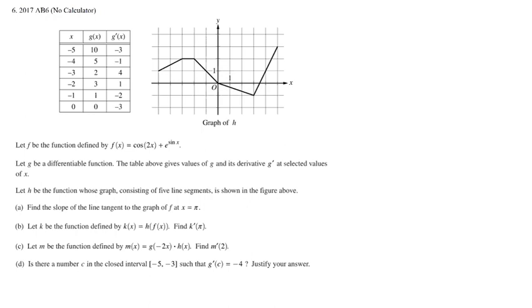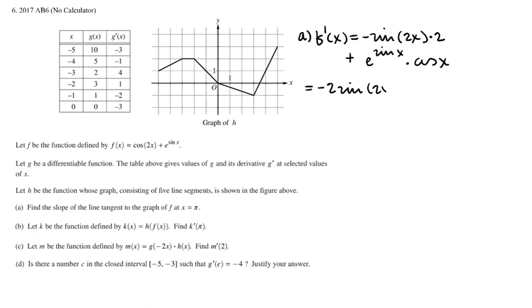So I'm going to say f prime of x is equal to, the derivative of cosine is negative sine. I need to leave 2x the same, and then multiply by the derivative of the inside, that's the derivative of 2x. And then I'm going to add the derivative of e to the thing, which is itself, so that's e to the sine x. But then I need to remember to multiply by the derivative of sine x, so that's cosine x. To write this all in one line, this is negative 2 sine 2x plus e to the sine x multiplied by cosine x.